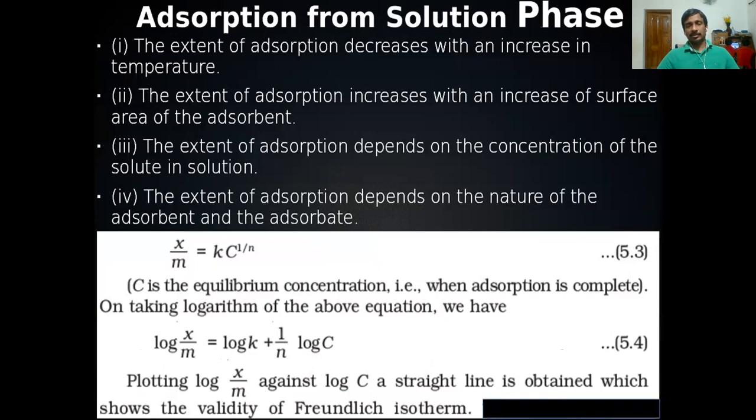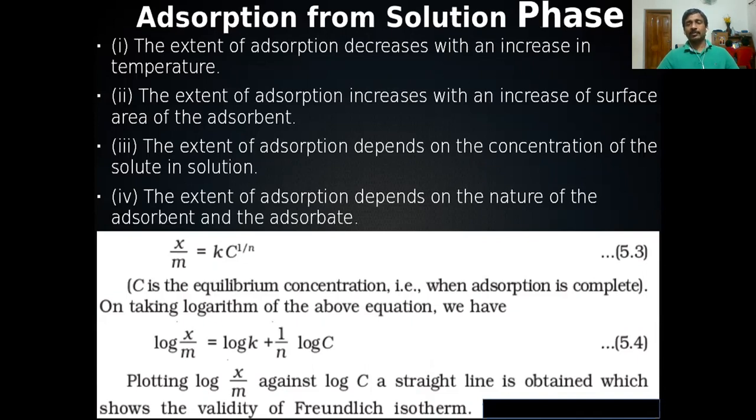So generally, the factors affecting adsorption: adsorption decreases with an increase in temperature. We already explained this in the case of adsorption of gases on solids. When there is an increase in temperature, adsorption decreases, because all the adsorption reactions are exothermic reactions. So if there is an increase in temperature, surely the endothermic reaction, that means desorption, will increase.